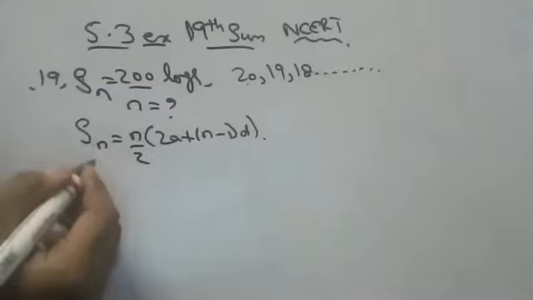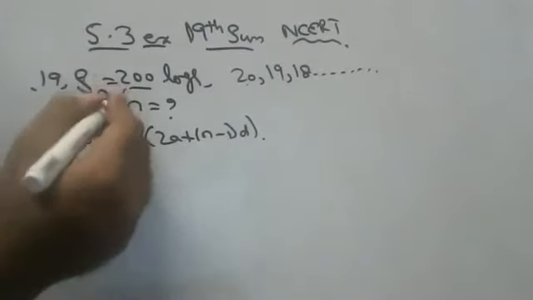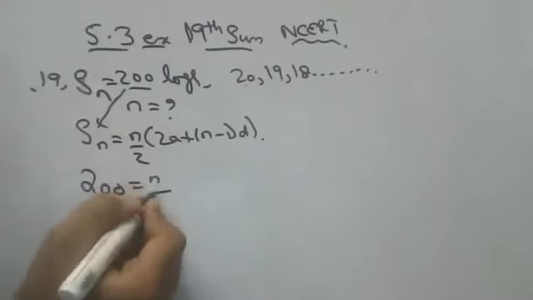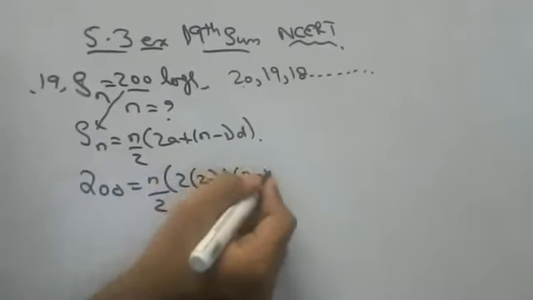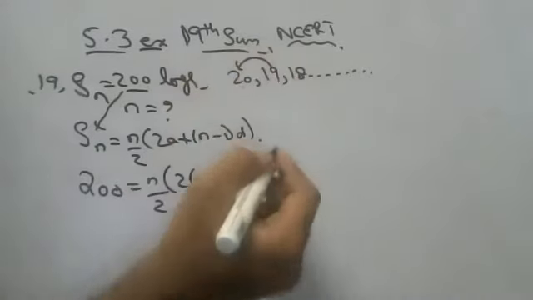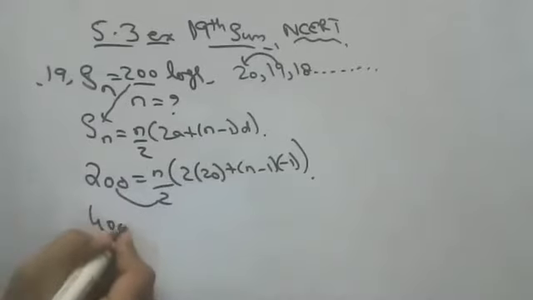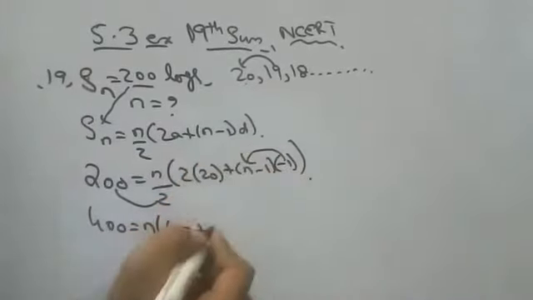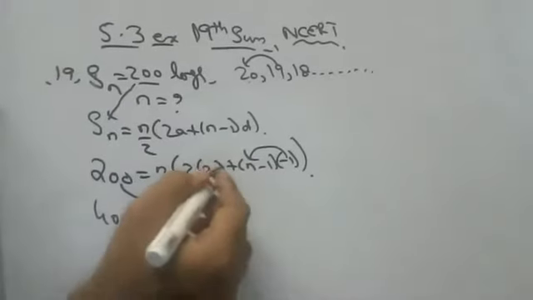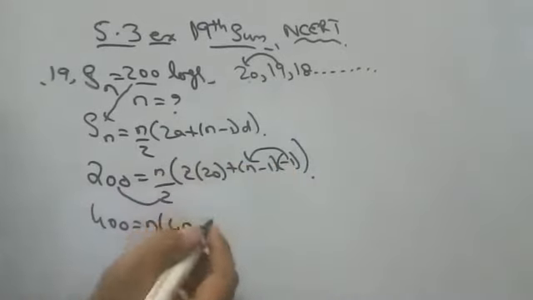Children, now in how many rows are they kept? 200 is the total number of logs. The first row is 20, and the common difference is minus 1. So here it comes, children: 400 is equal to n into 4a plus... this is how much, children? This is 40.